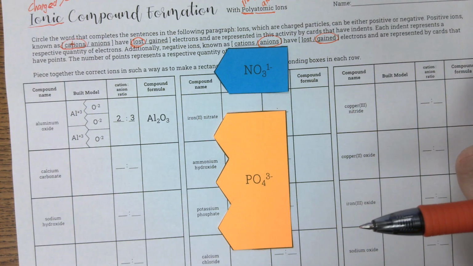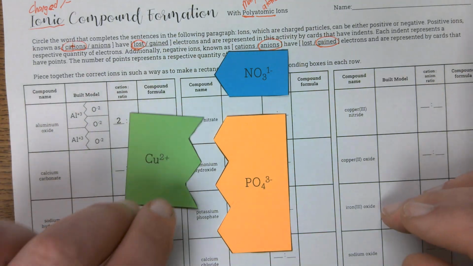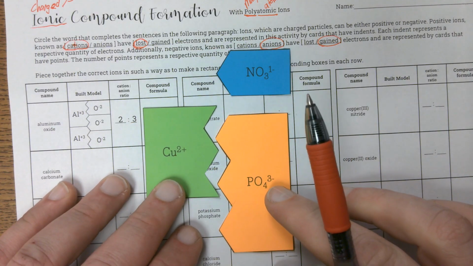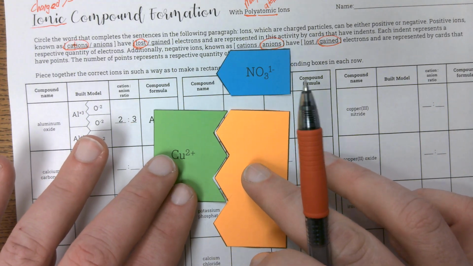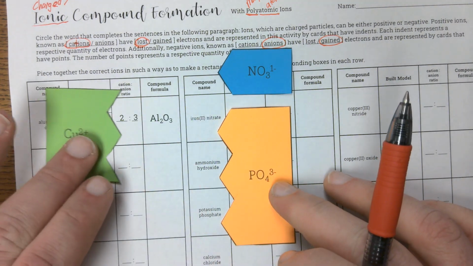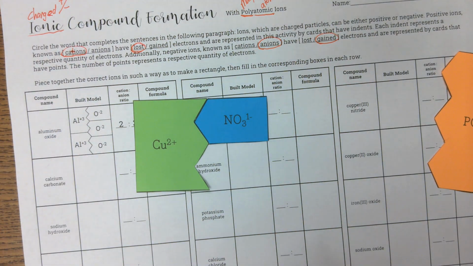And so you will fit these together like little puzzle pieces. Here's copper, this is a +2, so it's got 2 indents, and so they would fit together like that. And your goal is to make a rectangle. And so see, obviously this one is not a complete rectangle. This one wouldn't be a complete rectangle either. So the idea is to use multiple of these positive or negative ions to complete your full rectangle.